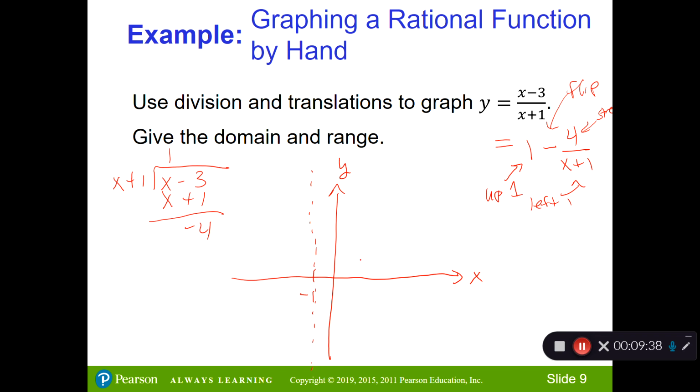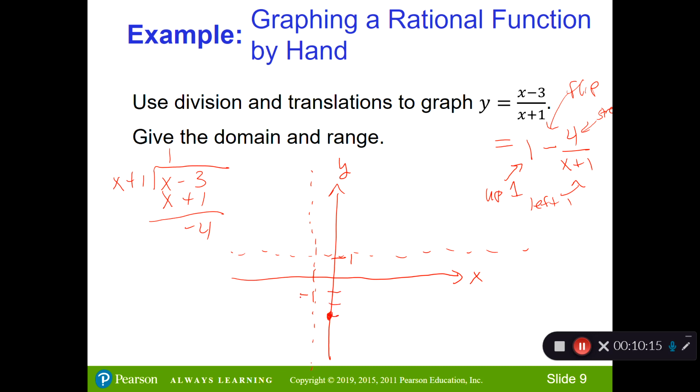Stretched by 4, so the point 1, 1 would now be the point 1, 4, but it's moved to the left by 1. So that would be the point 0, 4. And then we're going to move it up 1. So we need our horizontal asymptote at 1. Okay, so that point that was positive 1, 1 is now positive 1, negative 4. Then this shift would take it to 0, negative 4. And then the up 1 would take it to 0, negative 3. 1, 2, 3. Right there.